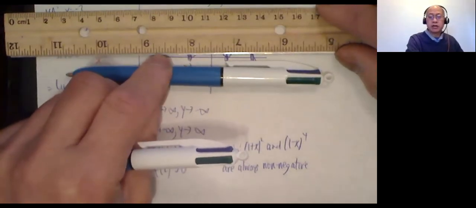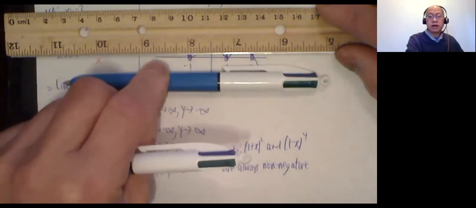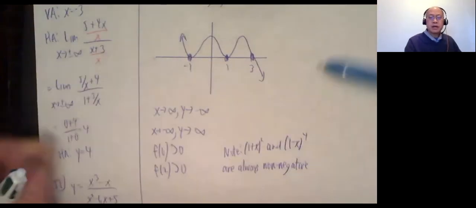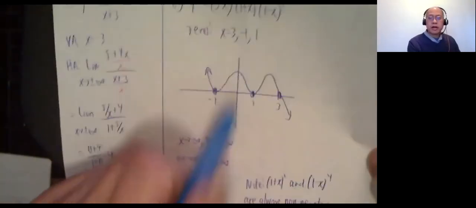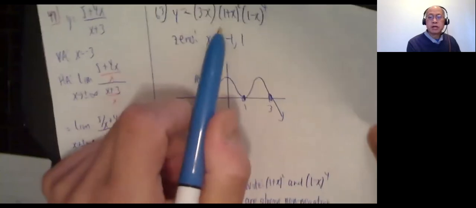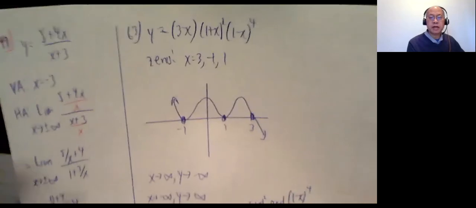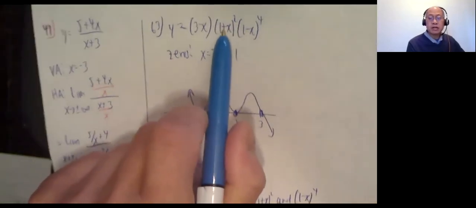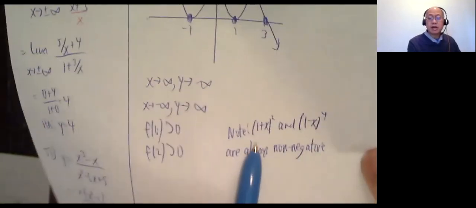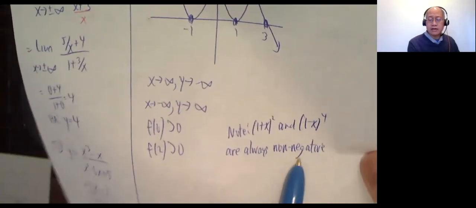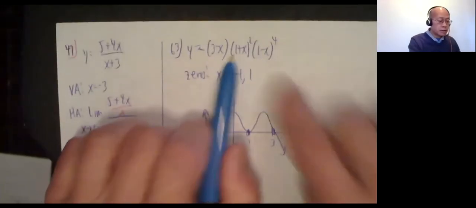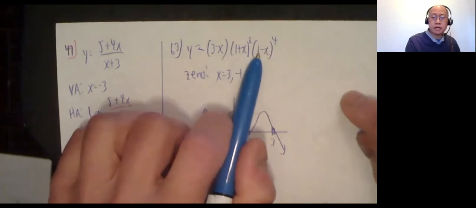As you're doing this problem, again, I've already shown you the answer, but pretend you don't see that. There are the zeros, right? -1, 1, and 3. So now I just pick a number in between and see, does it go up or does it go down? This function doesn't have any symmetry, so I can't do that. But one thing you will notice when plugging in: 1 plus x squared and 1 minus x to the 4th are always non-negative. They're positive or maybe 0. So when I plug in numbers, I can ignore these two guys because they're already positive.